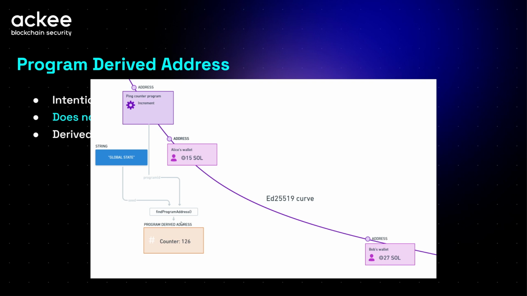So again, the idea is that you take the seed, you take the program ID, then there comes the bump that will be used in order to add some addition to the seeds. And as a result, we have the address that is kicked from the elliptic curve. So that means it does not have the corresponding private key.